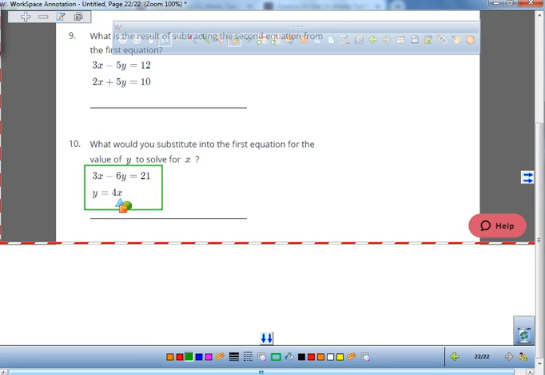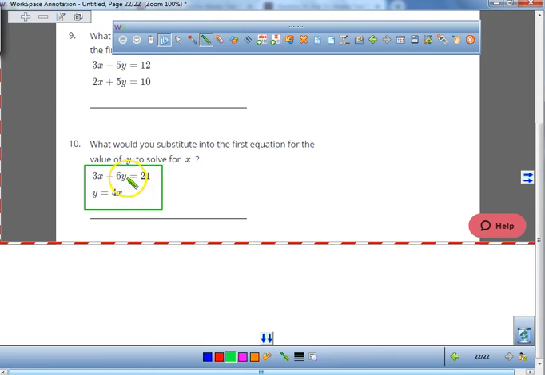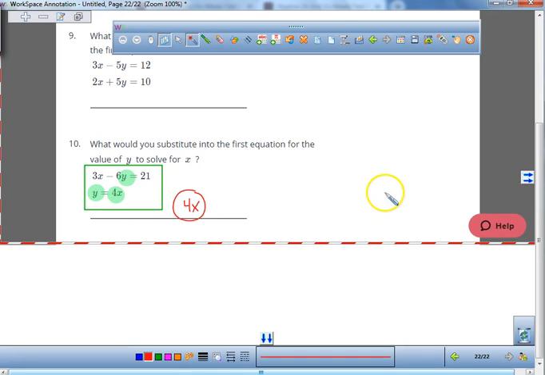Now it says, what would you substitute into the first equation for the value of y? So I'm going to highlight that right there. Would you guys agree that's the value of y in the first equation right there? Does anybody know what y is equal to that I could plug in? That's right. That's my answer, it's 4x. That's it. It says, what would you substitute into the first equation for the value of y to be able to solve for x?